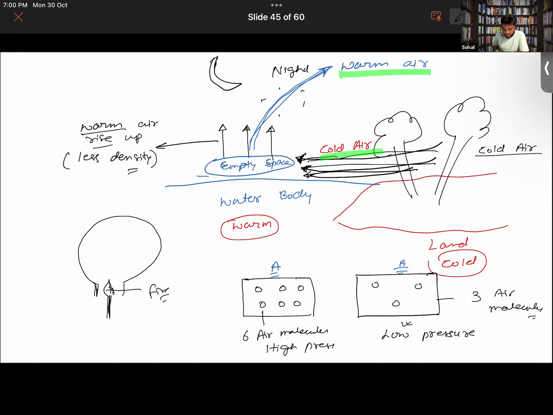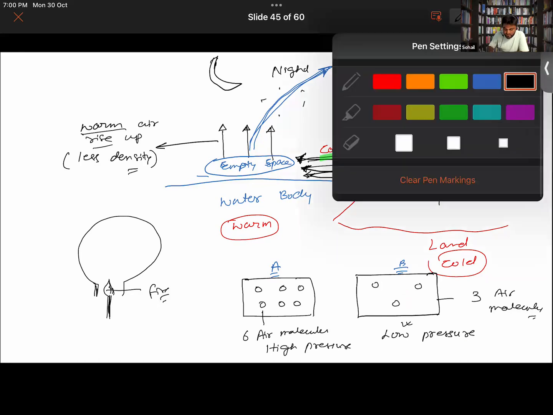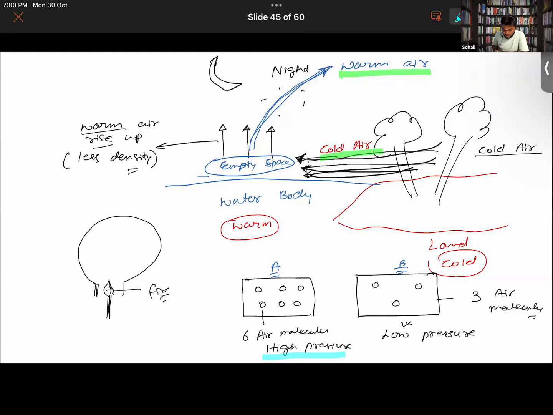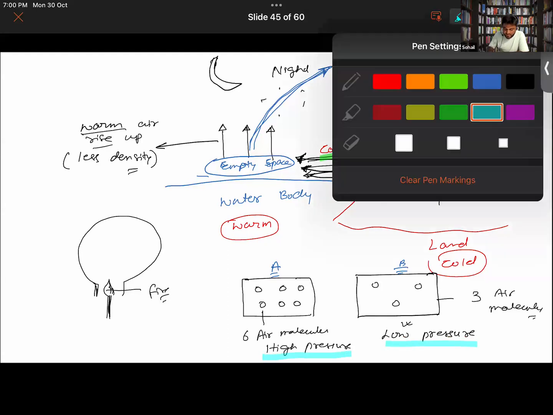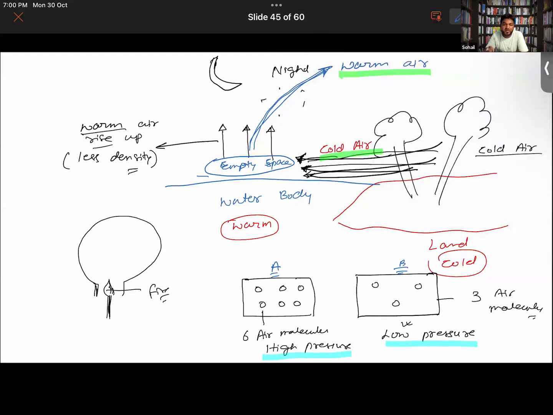So in a given area, if the number of air molecules is more, it will have a high pressure, or if in a given area there are lesser air molecules, it will have low pressure. So what is happening here is that a lesser number of air molecules are present, thereby low pressure is being created right now.